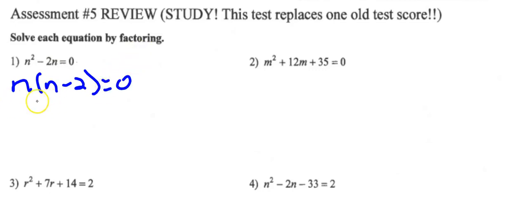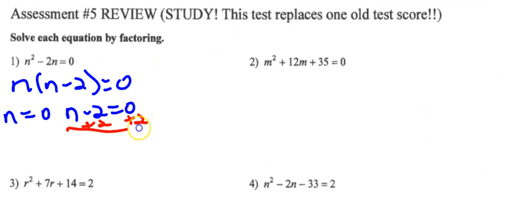Now we can't factor any further, so we set each of those equal to 0. Well, that one's done, and then we have n minus 2 equals 0, and then to solve that we're just going to add 2 to both sides, and we're left with n equals 2. So we have n equals 0, n equals 2.